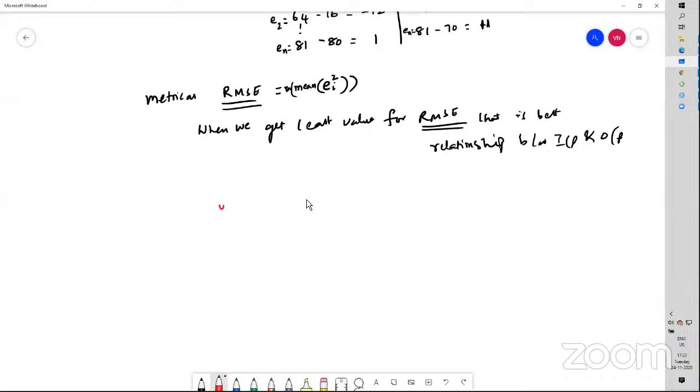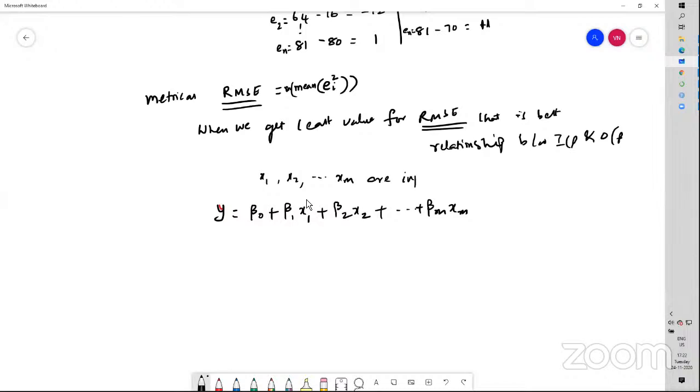Let's say we represent that relationship as y is equal to beta naught plus beta 1 times x1 plus beta 2 times x2, and so on, plus beta m times xm, where x1, x2, and so on up to xm are inputs and y is the target. Now, this is how we can represent the relationship between many inputs with one output.